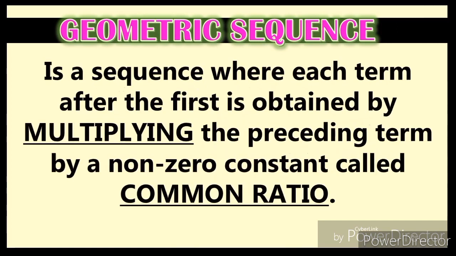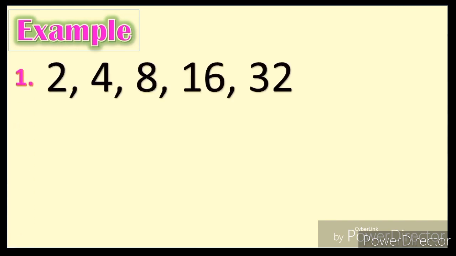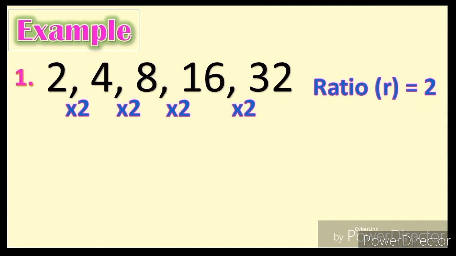Okay, now what is a geometric sequence? A geometric sequence is a sequence where each term after the first is obtained by multiplying the preceding term by a non-zero constant called the common ratio. Okay, we have an example of a geometric sequence, number 1. We have 2, 4, 8, 16, 32. Observe the pattern: 2 times 2 equals 4, times 2 equals 8, times 2 equals 16, times 2 equals 32. So the number we multiplied is what we call the common ratio.